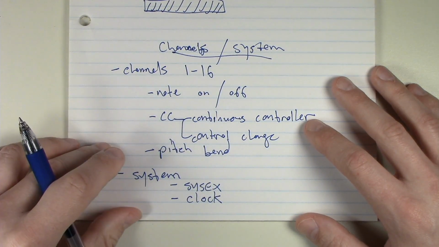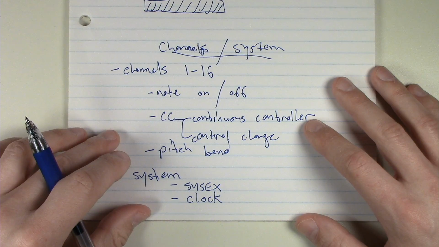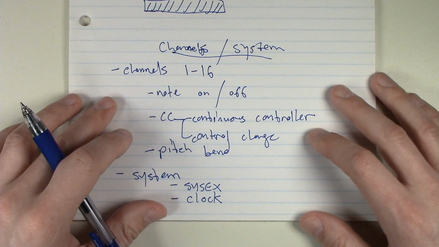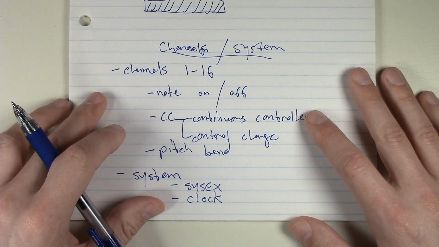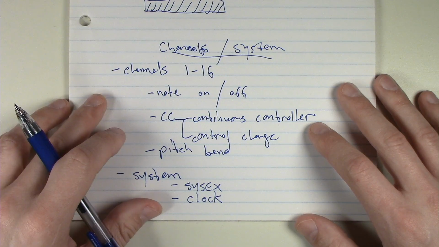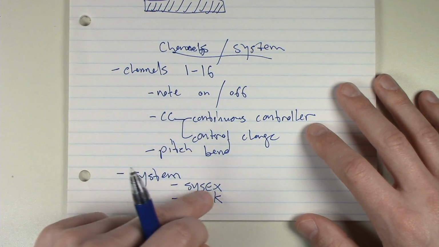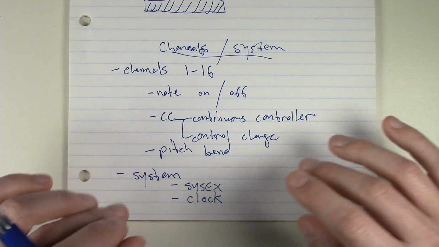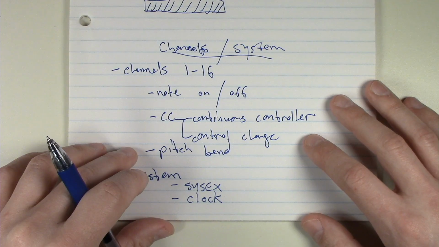And the other main one that we probably are all familiar with has to do with clock. MIDI clock being used to send timing information, let's say from a drum machine to another sequencer, or from your computer to a drum machine, things like that. MIDI clock is a system message. So these don't have a channel. There's subsets of system messages, which we'll get into in another video.